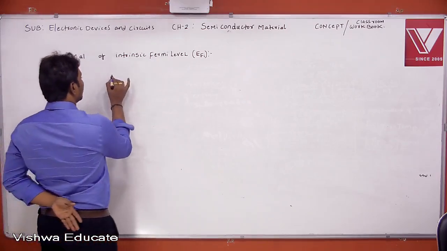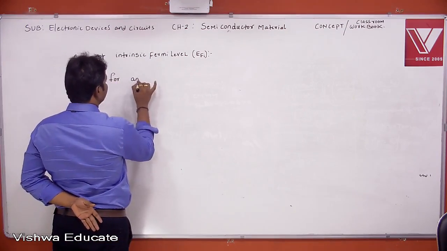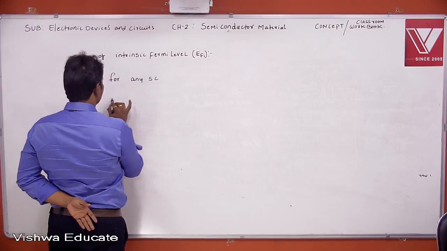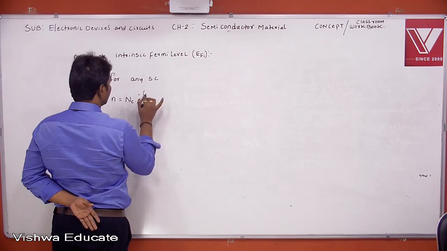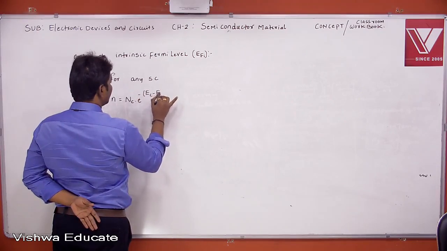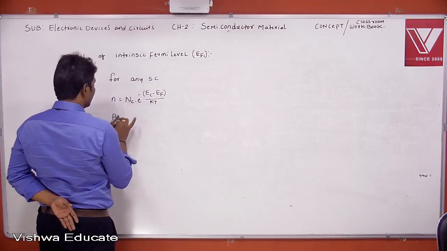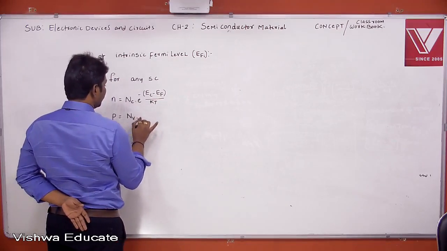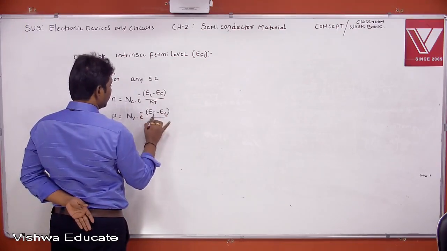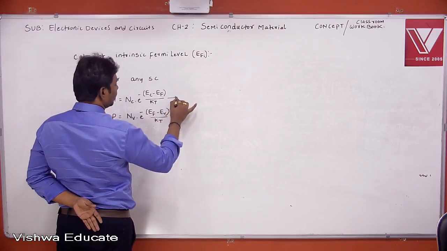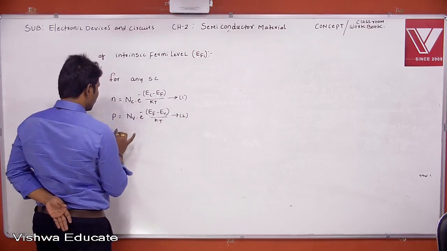First, I can define for any semiconductor, what should be the electron concentration? n equals Nc into e power minus of (Ec minus Ef) by kT. And what will be the hole concentration? p equals Nv into e power (Ef minus Ev) by kT. Consider this one as equation 1 and this one as equation 2.